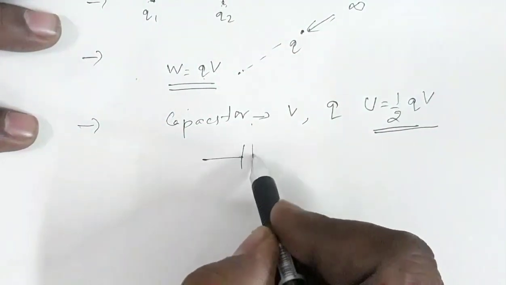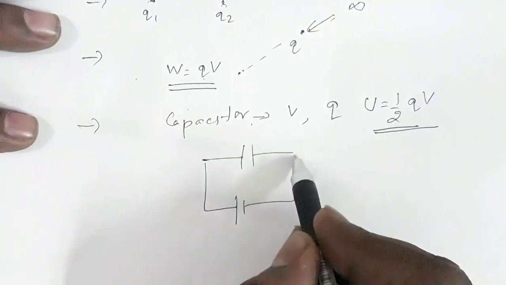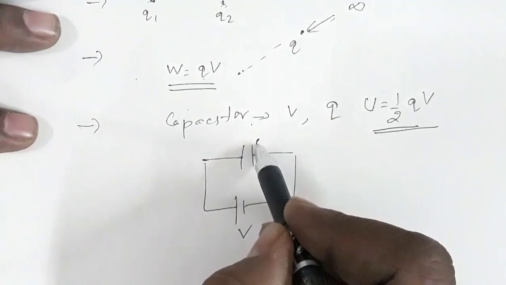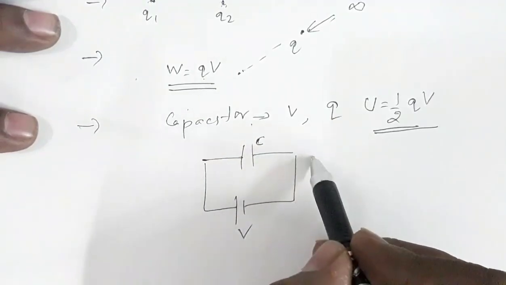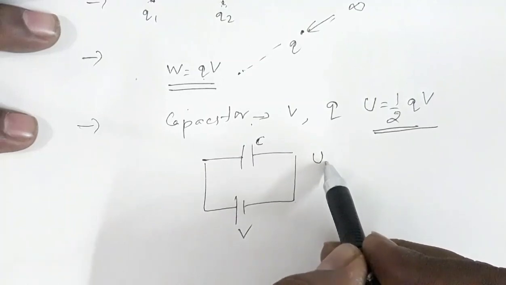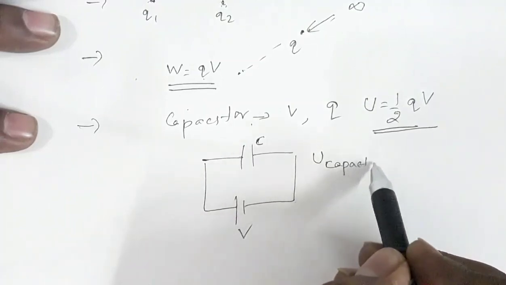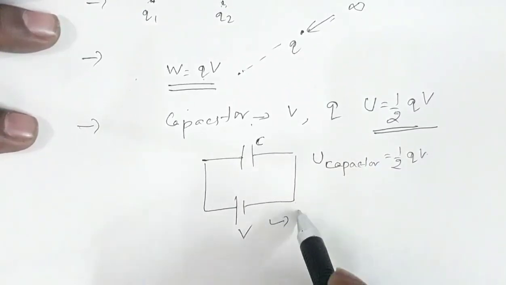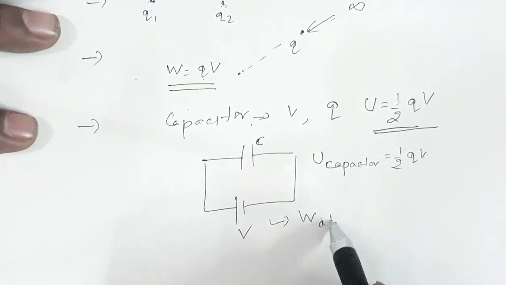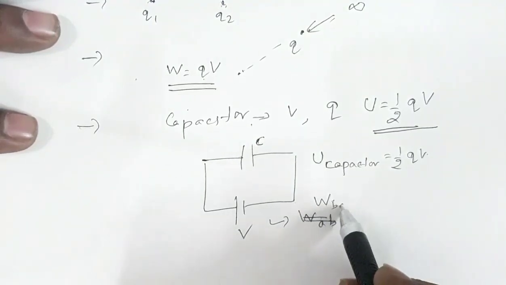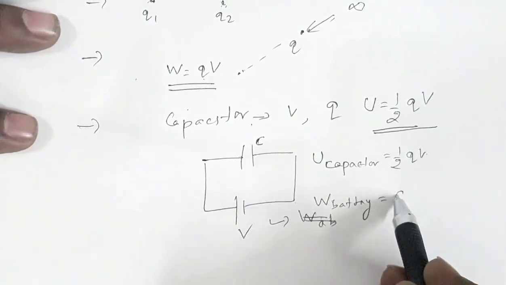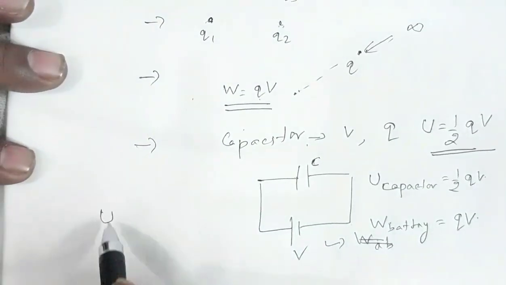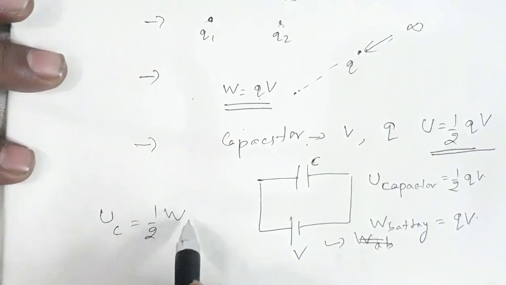Suppose this is a capacitor of capacitance C and it is connected to a source of potential V. Now, the potential energy stored in the capacitor is half QV. But the work done by the battery is QV. So this means that the potential energy of the capacitor is half of the work done by the battery.